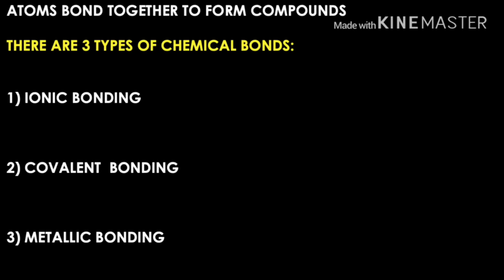Atoms bond together to form compounds. There are 3 types of chemical bonds we're going to learn. Number 1, ionic bonding, number 2, covalent bonding, and number 3, metallic bonding. This session will only cover ionic bonding.